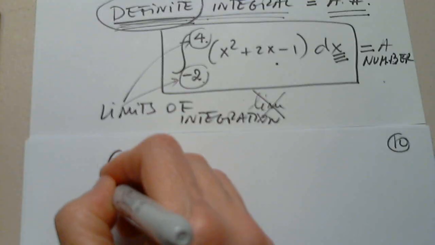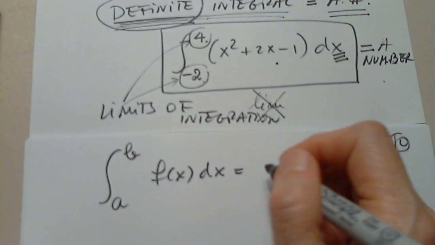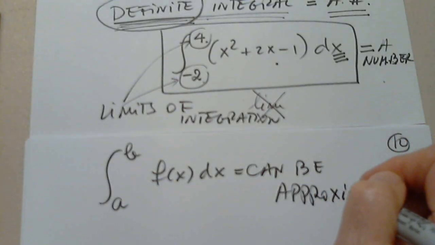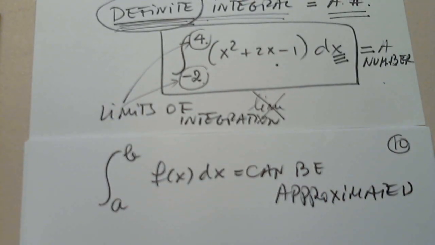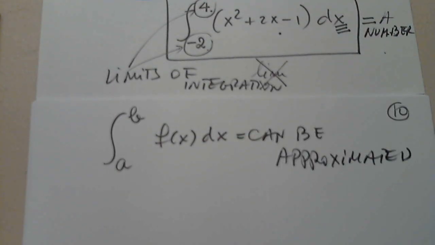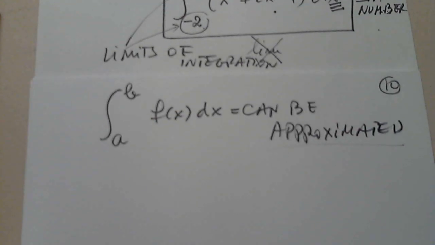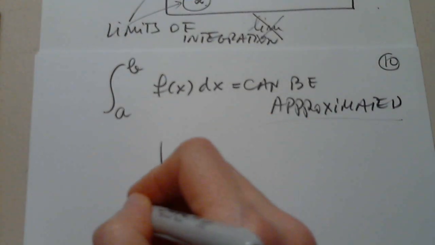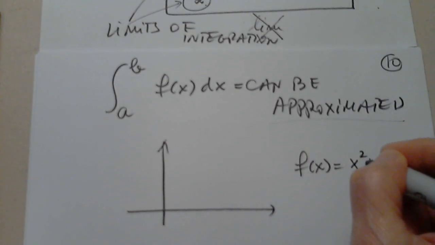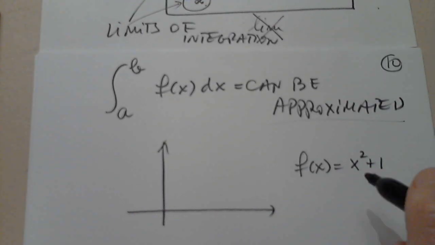Okay, so the integral from a to b of f of x dx can be approximated if we cannot find the antiderivative. If I can, then I will not be happy with the approximation, but if I cannot find the antiderivative, I can approximate it. Okay, how do we approximate it? I'm going to start with a very simple example, like x squared plus 1. Do I still have a minute or not? Yes, I have 2 more minutes. I'll stop in a moment.